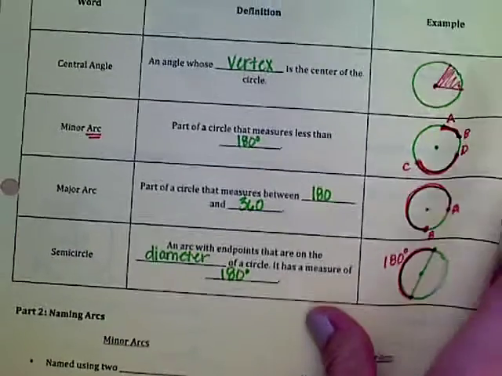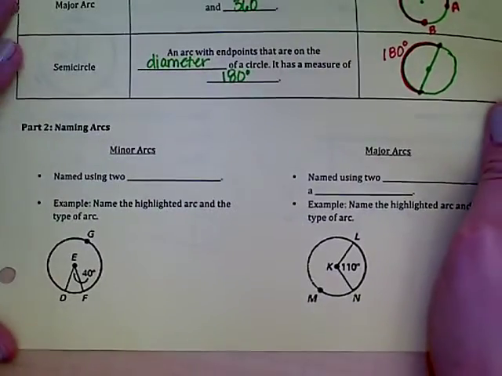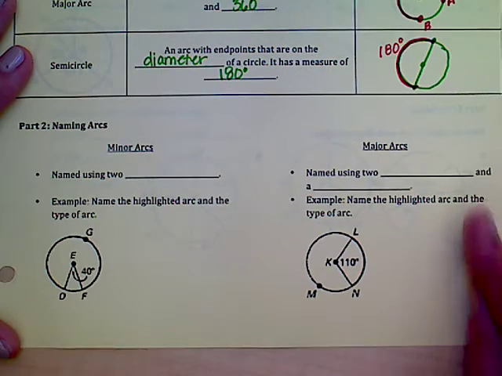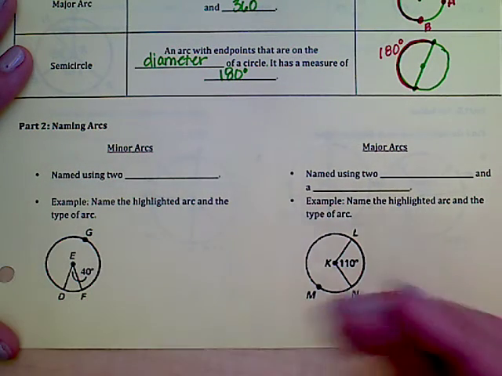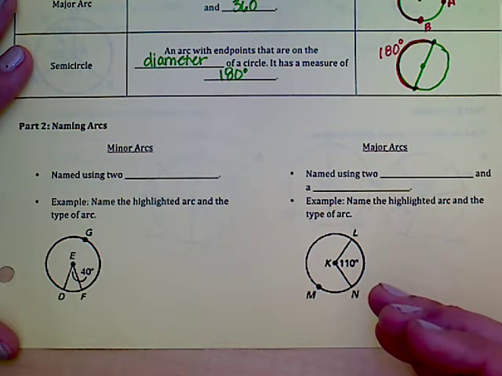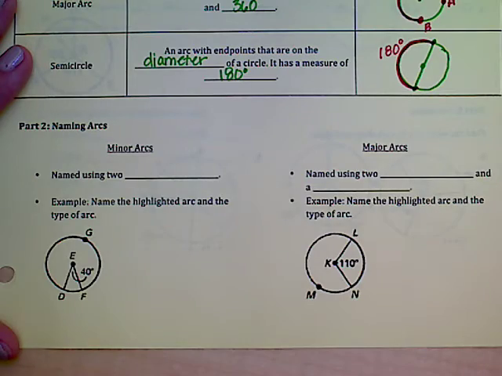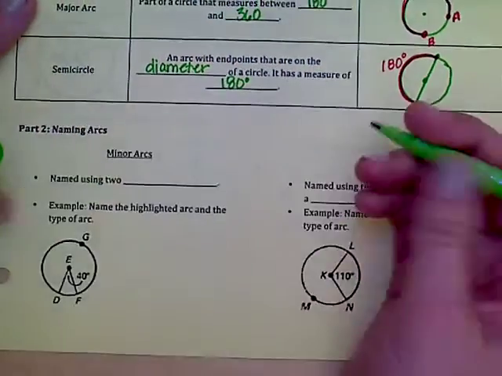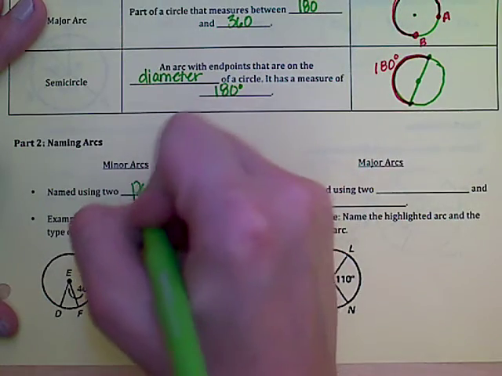The next part of our notes has to do with naming arcs. So there's different ways you name a minor arc versus a major arc. Remember, minor arc is less than half. Major arc is more than half. Okay, so there's a difference between how you name those. The first one, minor arcs, so our smaller arcs, are named using 2 points.